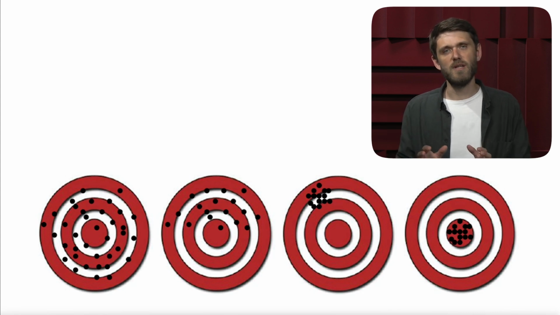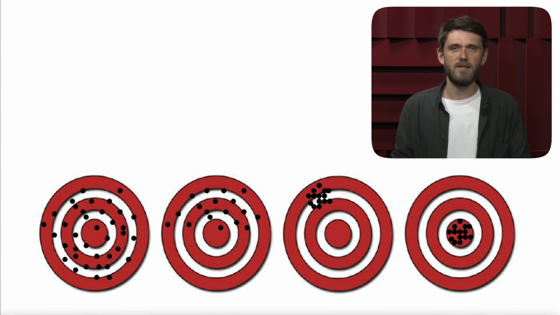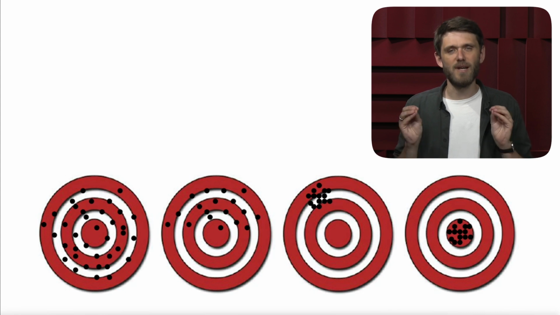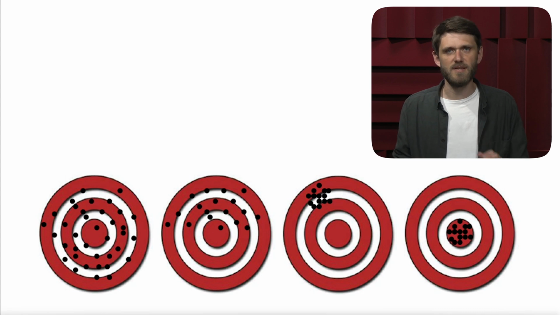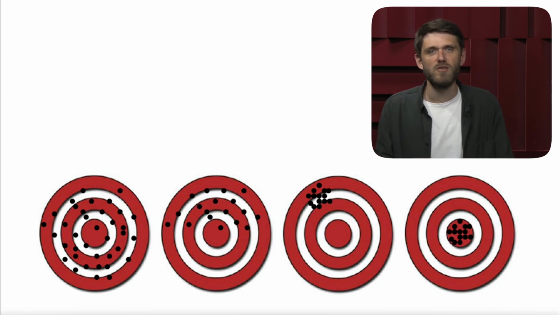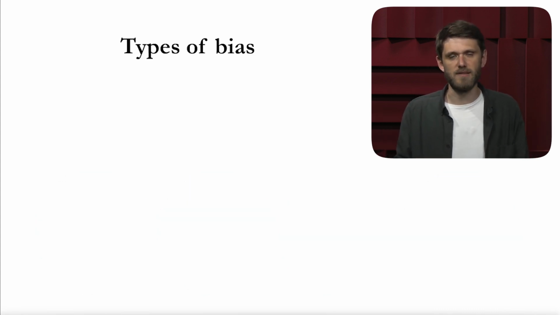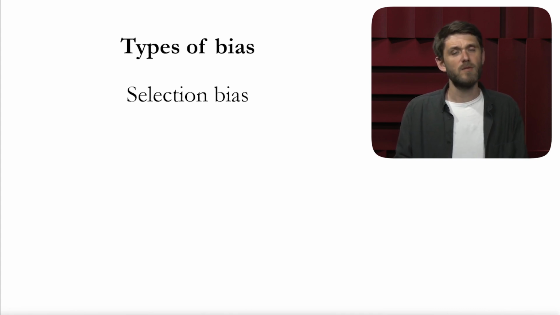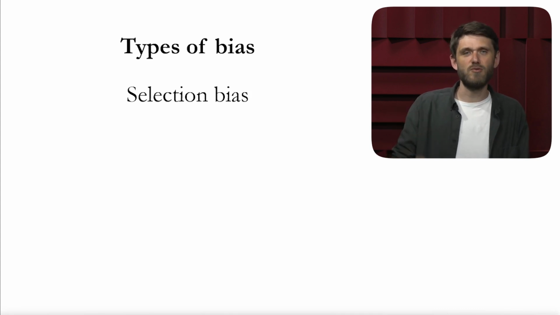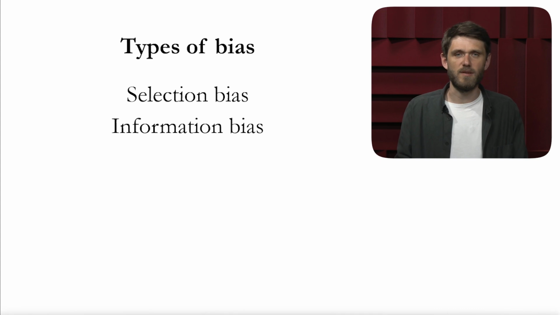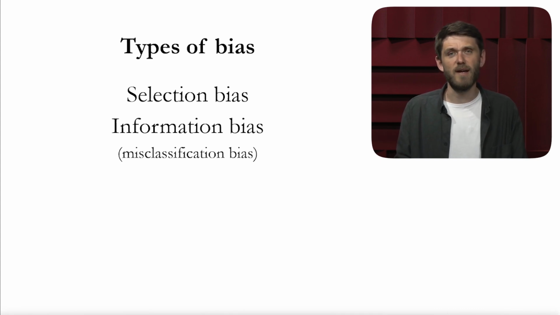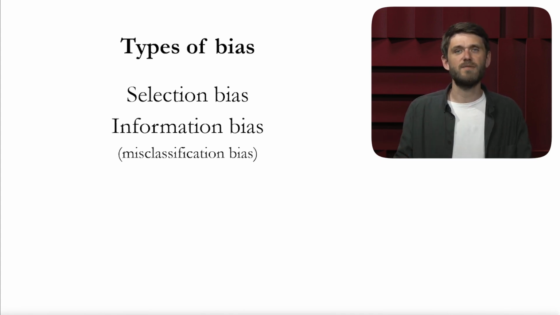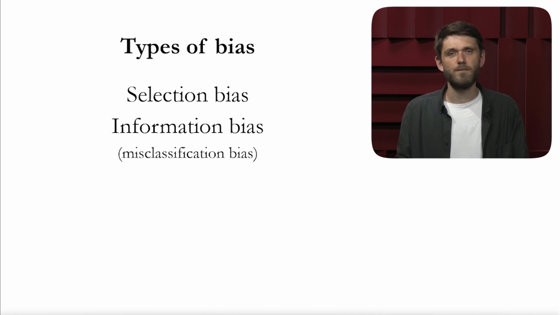So what we want to focus on here are the two middle ones, that is, regardless of precision, whether there are mechanisms that make us systematically miss our target. So we have different types of biases, and I will simply go over the more important ones here. We have selection bias, that is bias on what gets into our study. We have information bias, sometimes referred to as misclassification bias, that is misclassification of info in our study.